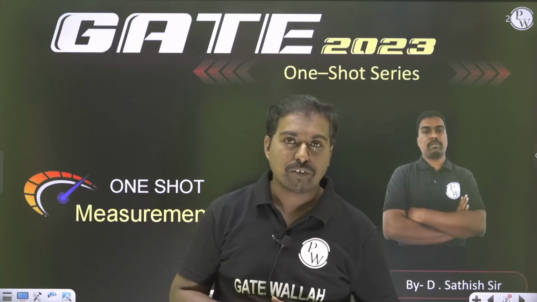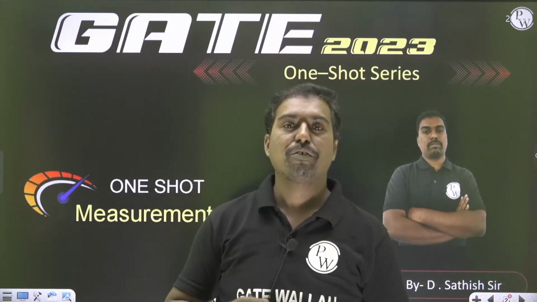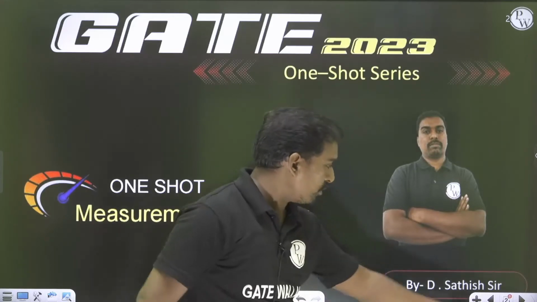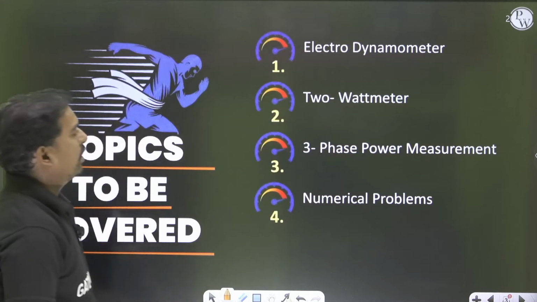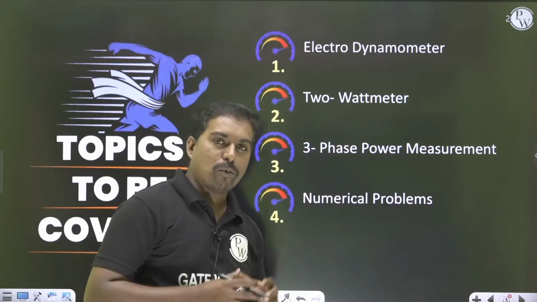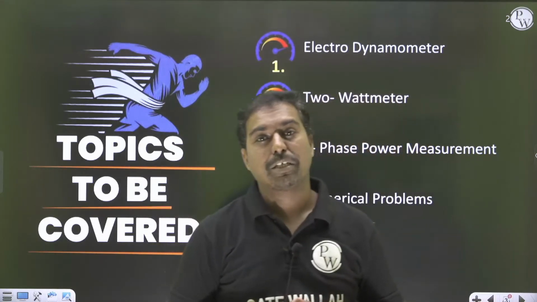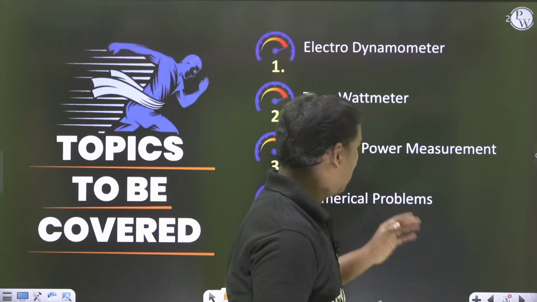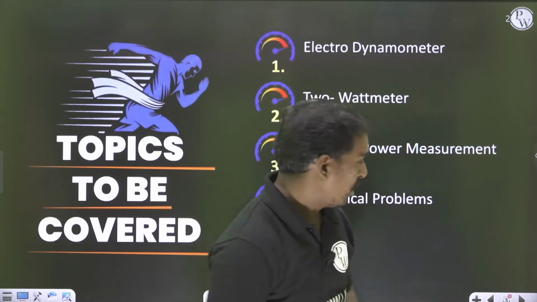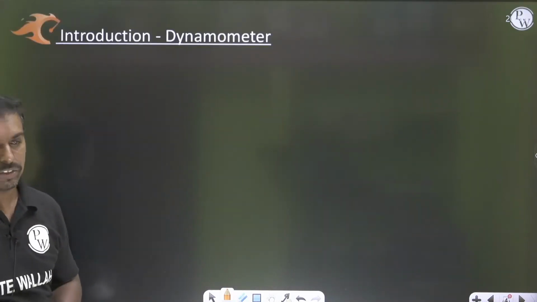In today's lecture, we have to talk about the measurement of power, but before that, we have to talk about the dynamometer first. So, these are the contents for today. In this lecture, I am going to cover electrodynamometer constructional features and what is the 2-wattmeter method, and next the 3-phase power measurement by using the 2-wattmeter method and numerical problems related to the 2-wattmeter method and measurement of power. So directly we will start the dynamometer constructional features.